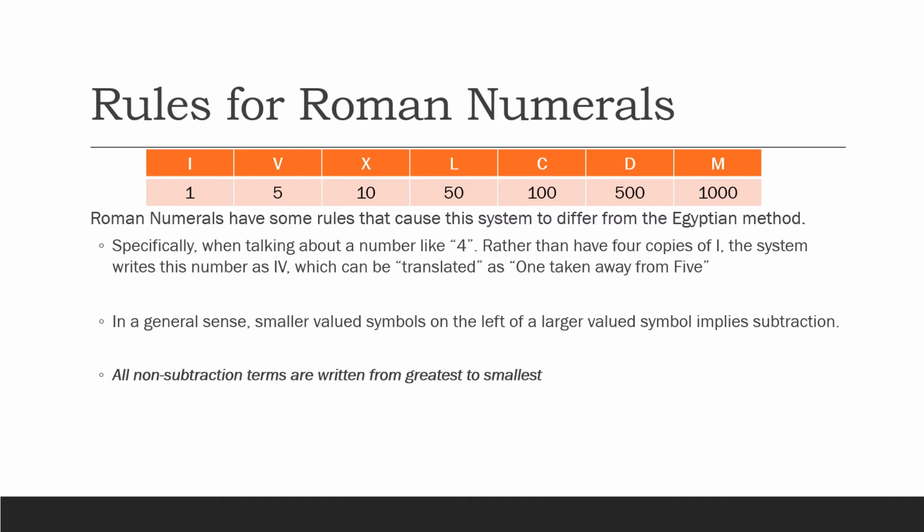So all non-subtraction terms are just going to be written from greatest to smallest. For an example, we can write the number 312. Well, that's 300, and the 100 is the biggest piece. So we have 3 C's, followed by a 10, followed by a 2. So that's 3 C's, followed by an X, followed by 2 I's.